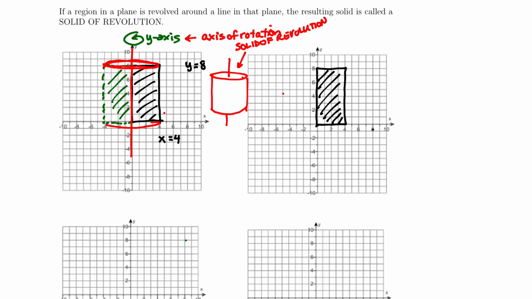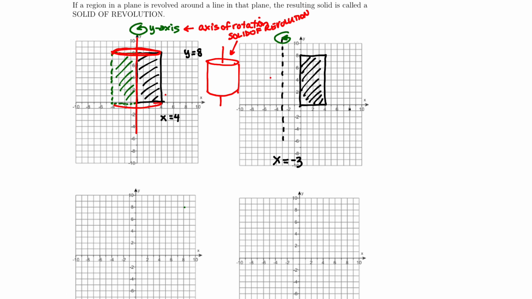But instead of going about the y-axis, what happens if I was to go about the line x equals -3? What if x equals -3 now served as my axis of rotation, and I go around it 360 degrees? What is the resulting shape? Can you draw it?